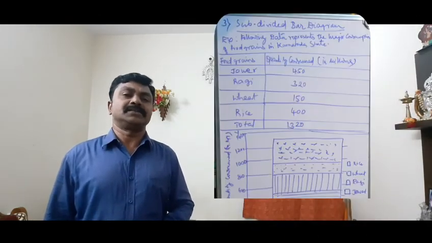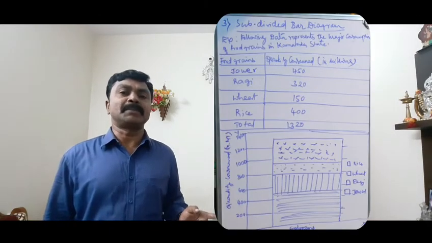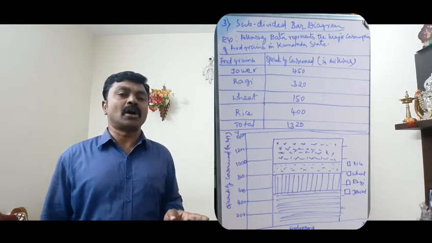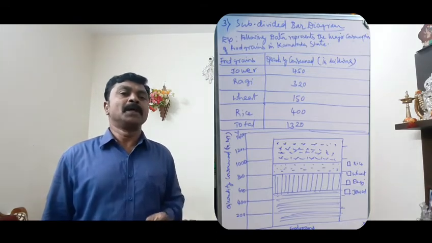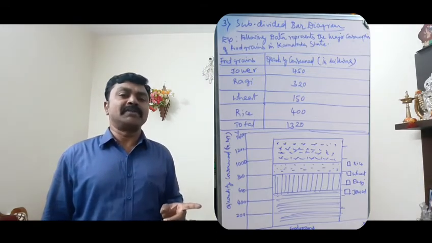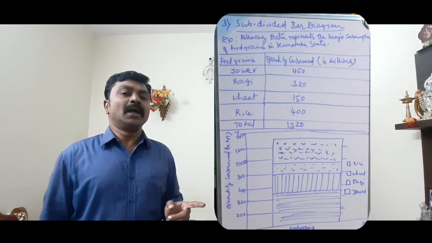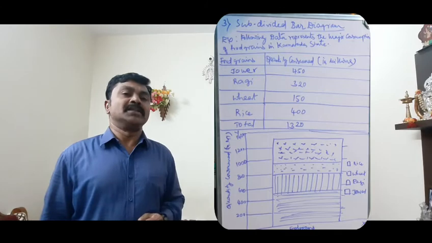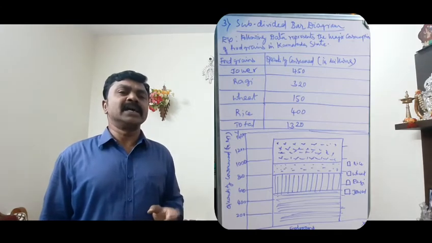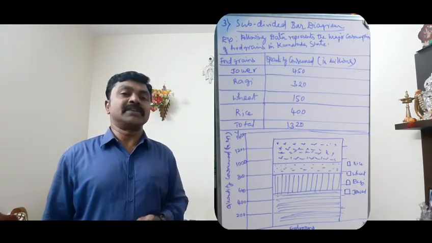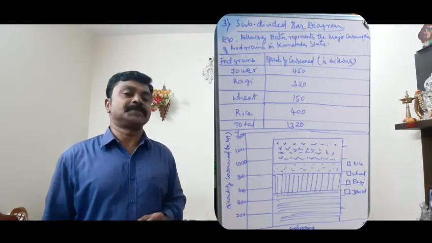Third one is subdivided bar diagrams. Here simple bars are drawn for the total magnitude of the variables. Further, the bars are divided into segments. Each segment gives a component of the total. Here the subdivided bars have been drawn to identify the magnitude of the variables.